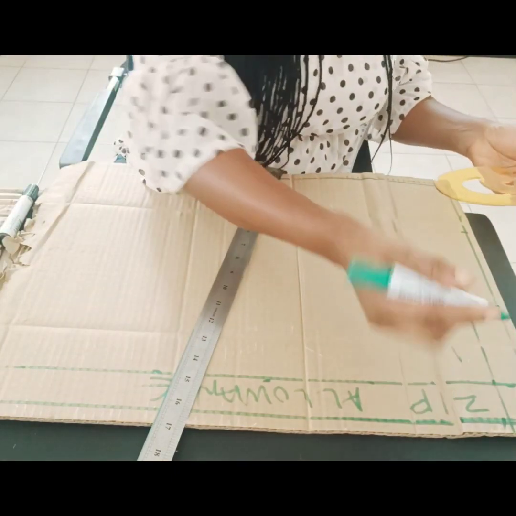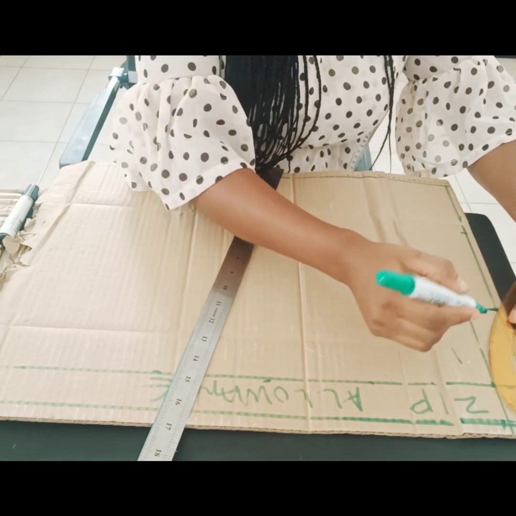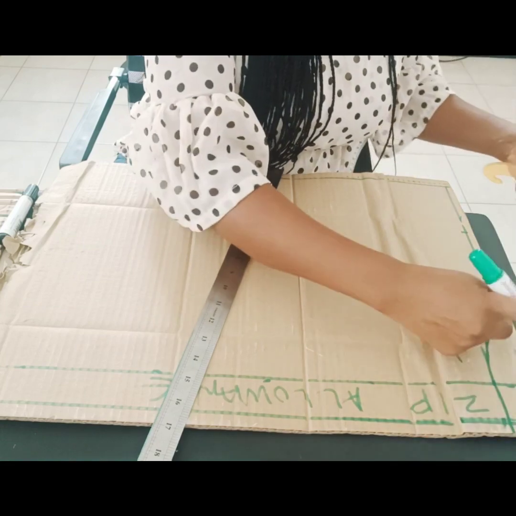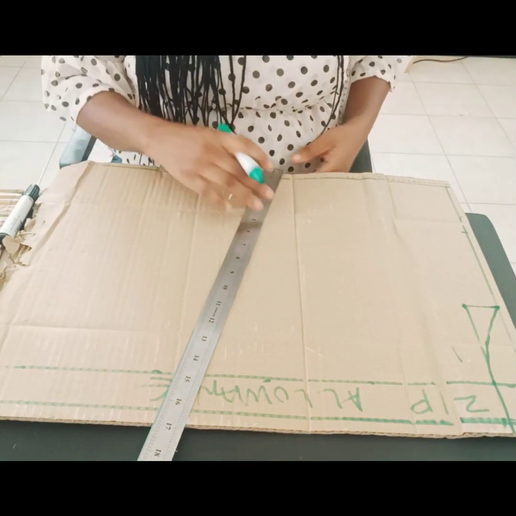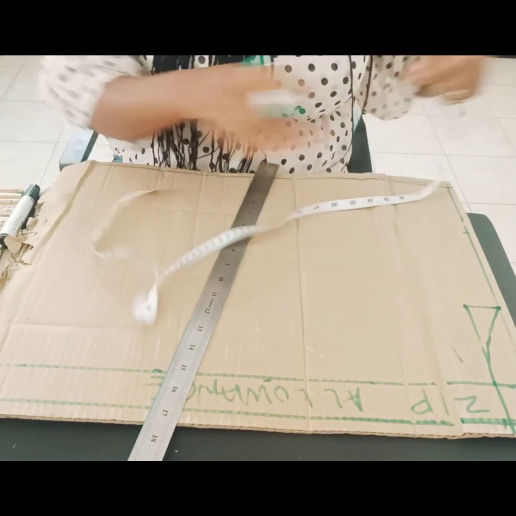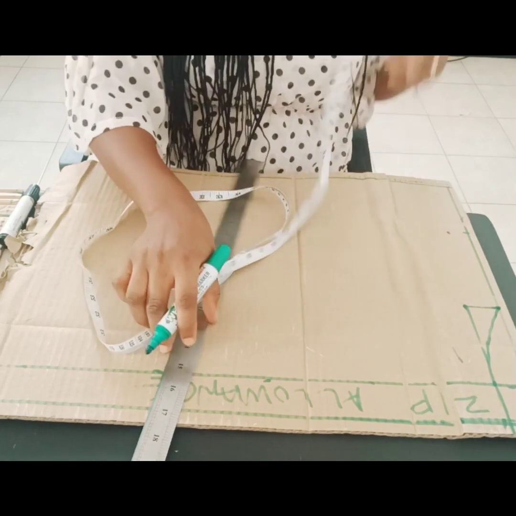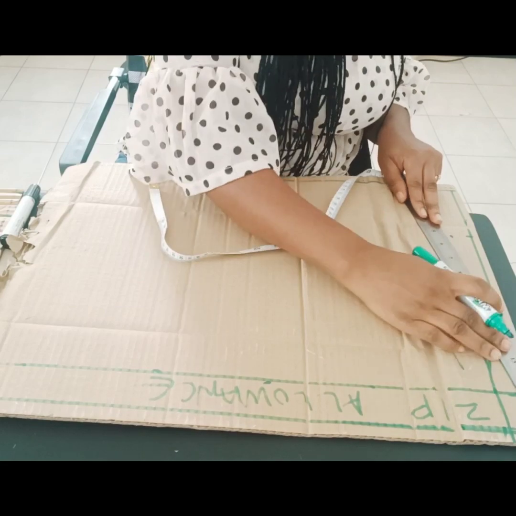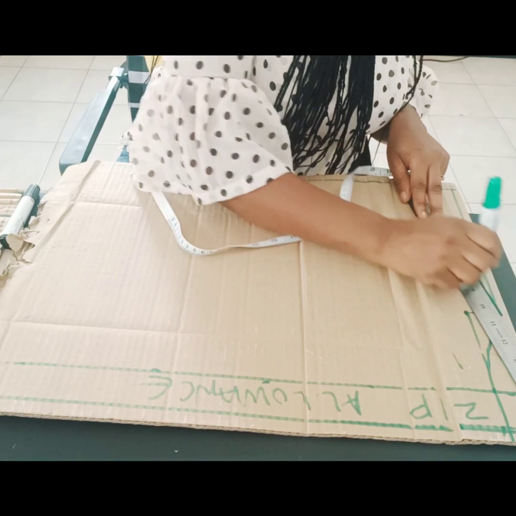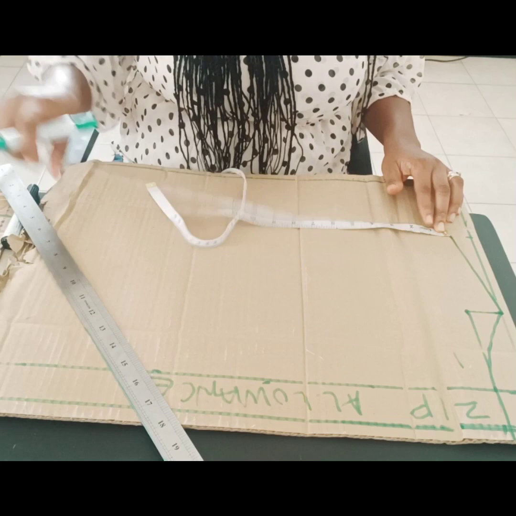And use your free hand to mark out the neckline, or use your French curve. So we are going to be cutting on this part. And then the shoulder slope, 1 inch. Our armhole depth is 8 inches.